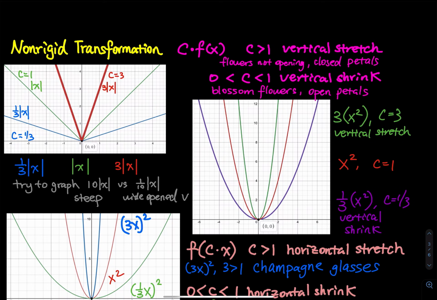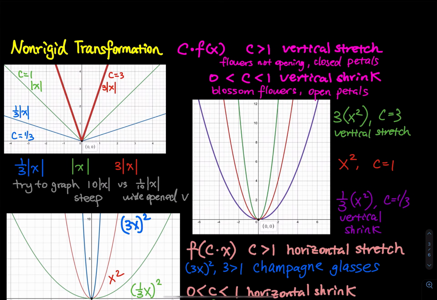What if you change the 3 to a 1/3? You don't need to stick with the 1/3. You can change that to 1/13 to see what happened. 1/10, 1/9, 1/15 to see what happened. So that one creates a vertical shrink. Vertical shrink means it is less steep.